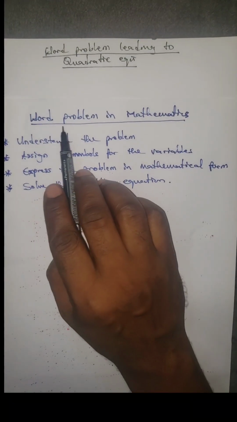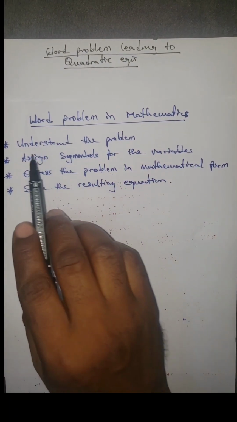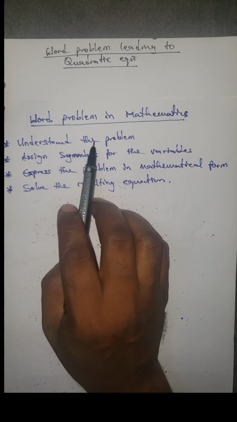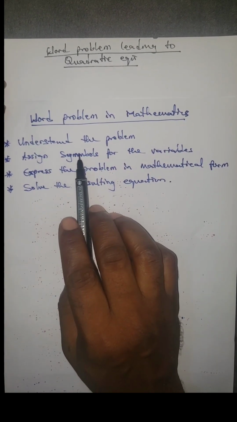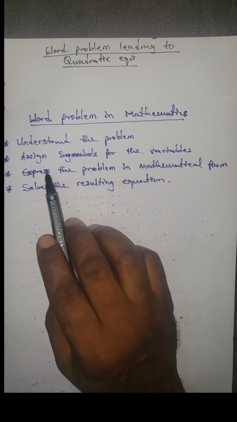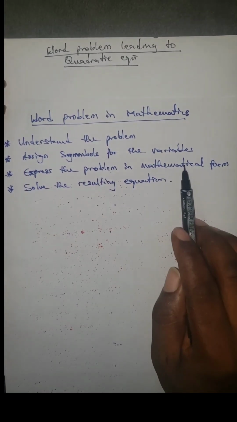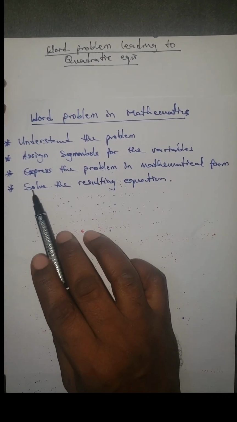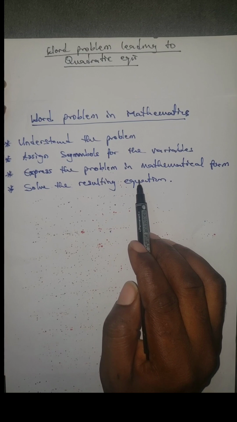Just like every other word problem in mathematics, the first thing we need to do is to understand the problem, assign symbols for the variables, express the problem in mathematical form, then we now solve the resulting equation. So let us look at some of the examples, starting with example 1.